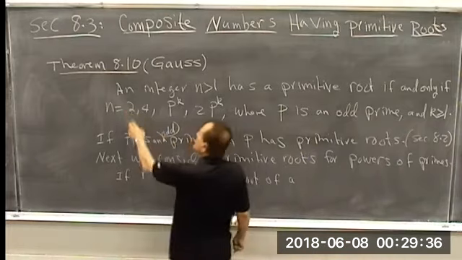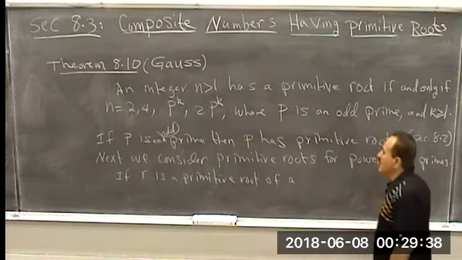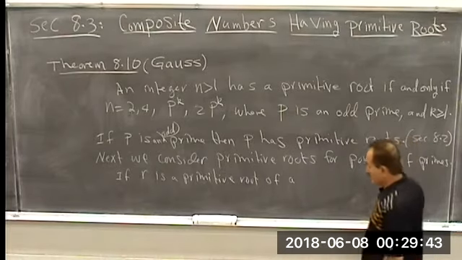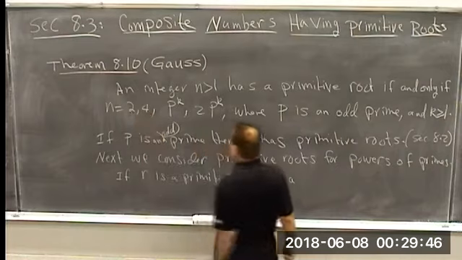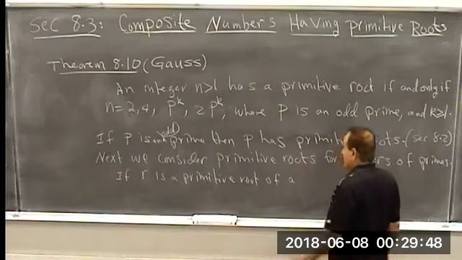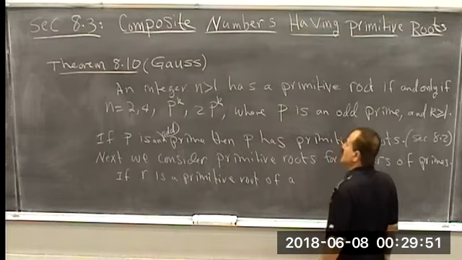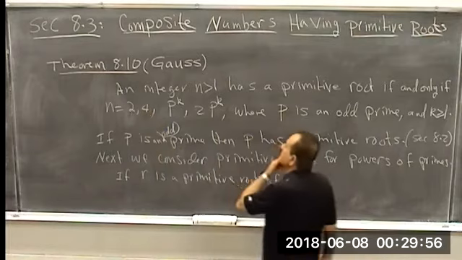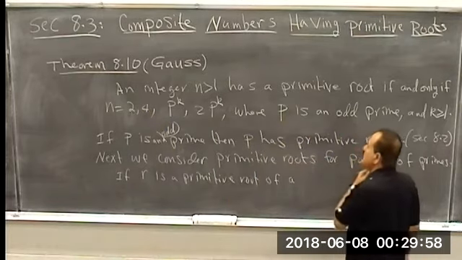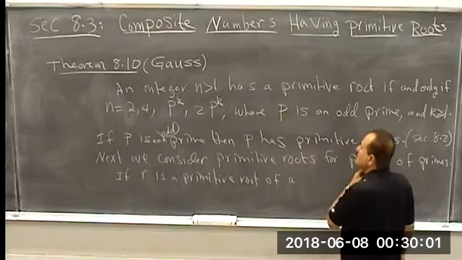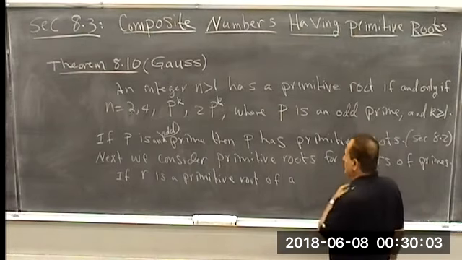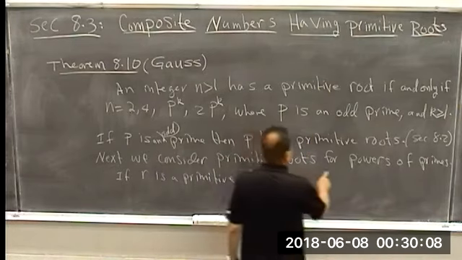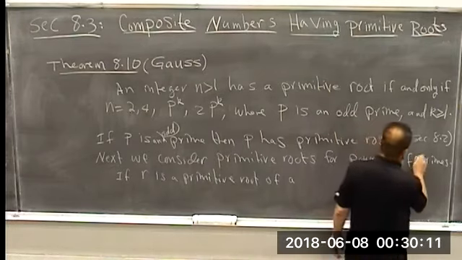The prime 2 by itself is very easy. We can actually just do it by finding the primitive roots of 2, and of course 4, which is the square of 2. And these are the only powers of the even prime. So 8 doesn't have a primitive root. Actually, this is covered by the first 8.7 theorem. All right. So next, we're going to consider primitive roots for powers of other primes.